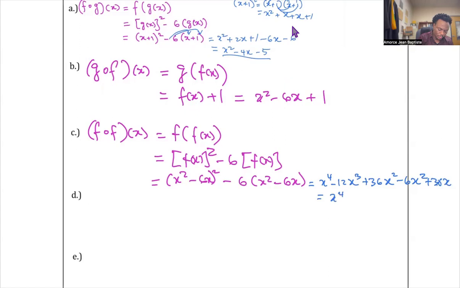x to the 4th minus 12x cubed plus 30x squared plus 36x.